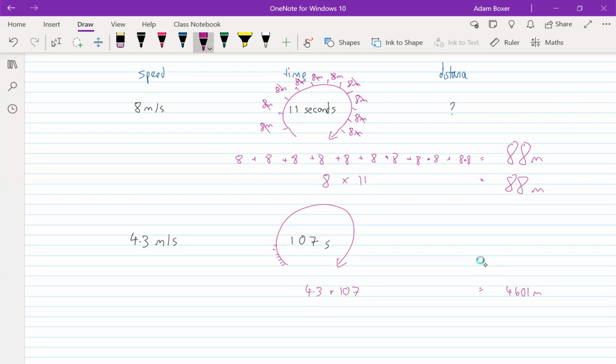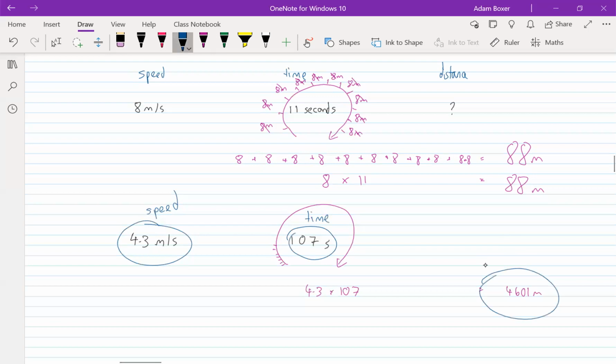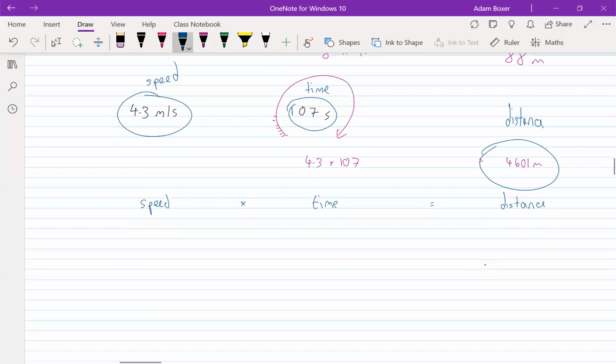Now, those of you who have been paying attention will notice that we can just turn this into a very, very straightforward equation. What we've done is we've taken the speed, and we've multiplied it by the time, to get the distance. So we've done speed multiplied by time to equal the distance. Now, of course, that is an equation.